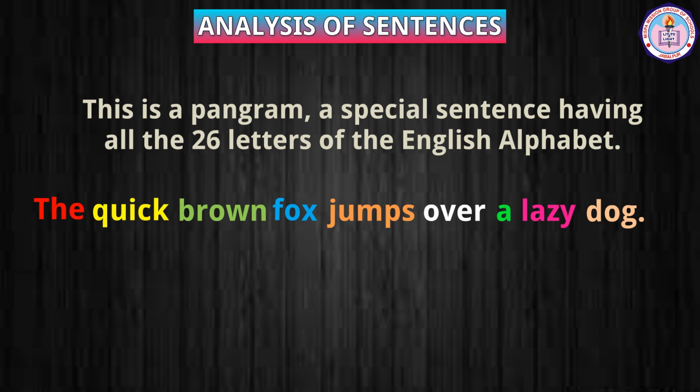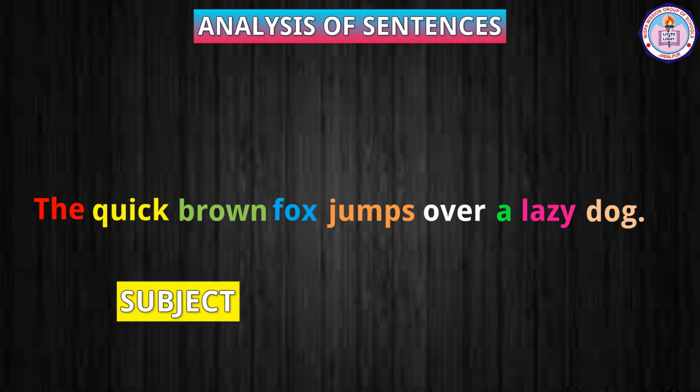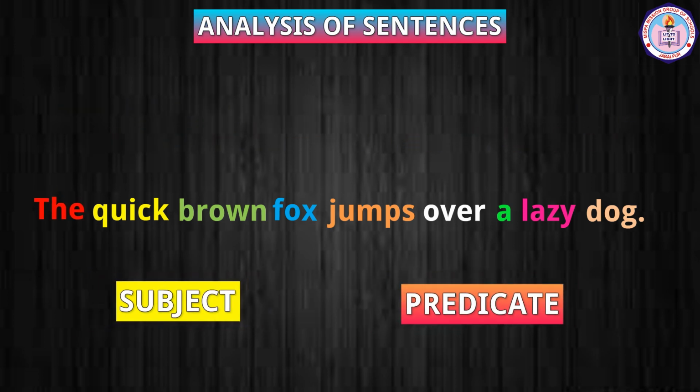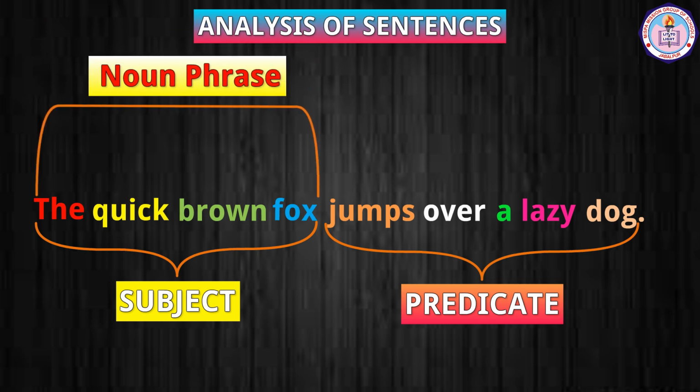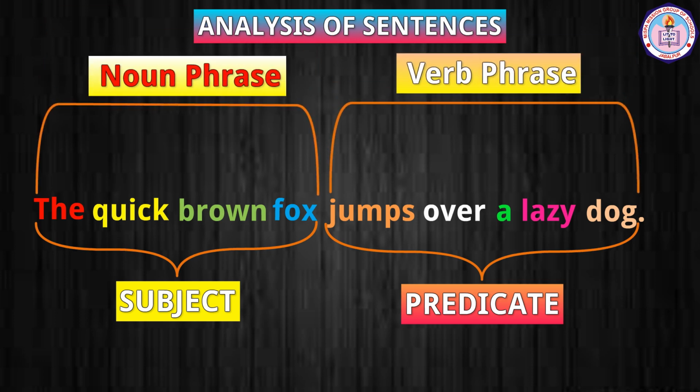Every sentence is analyzed into 2 parts, subject and predicate. Here, the quick brown fox is the subject and jumps over a lazy dog is the predicate. The sentence says about an action done by the subject fox about whom the sentence is. The predicate says something about the subject. The subject contains a noun phrase and the predicate contains a verb phrase. In the noun phrase, there are 4 words. Each word is a part of speech which plays a special role in the sentence.